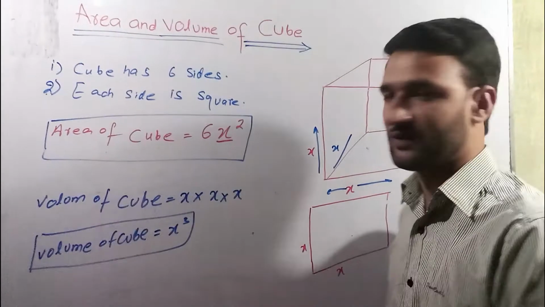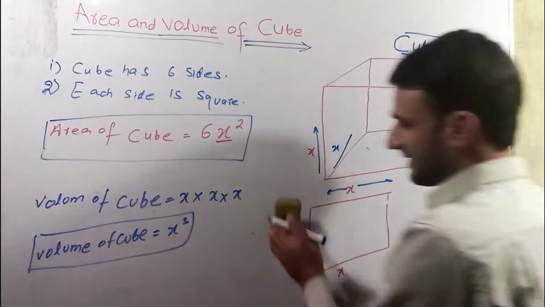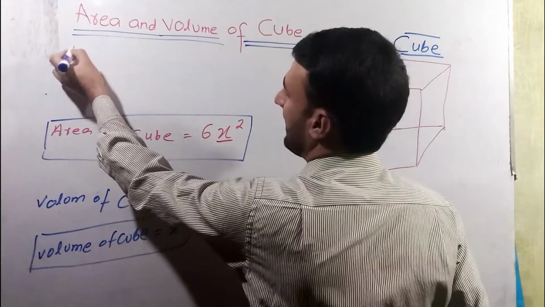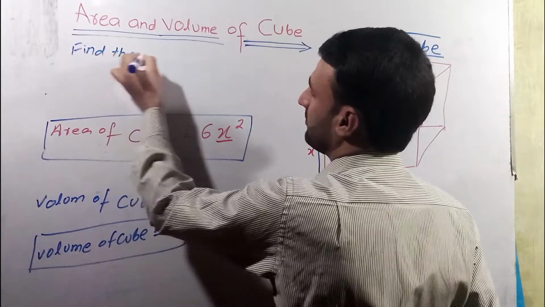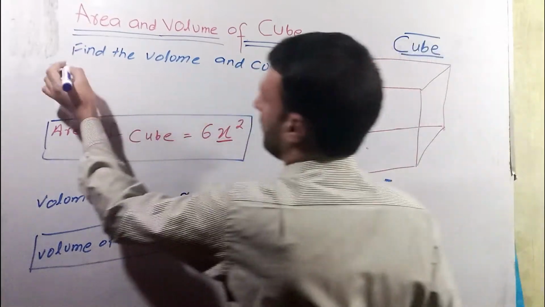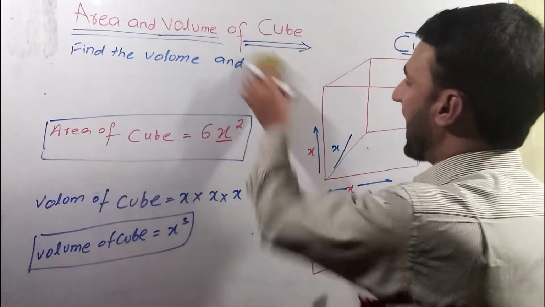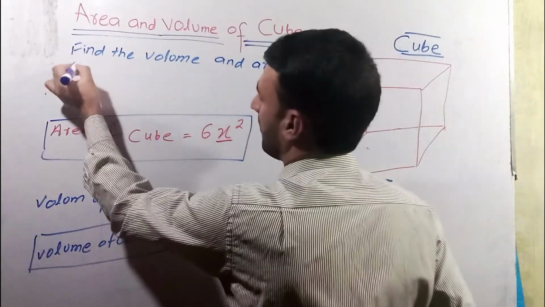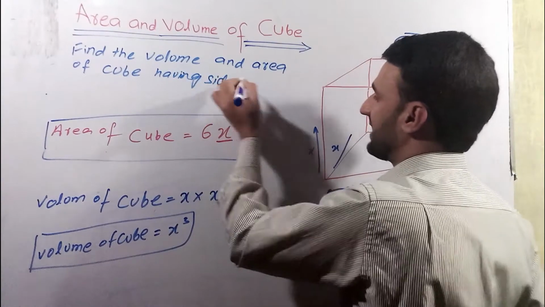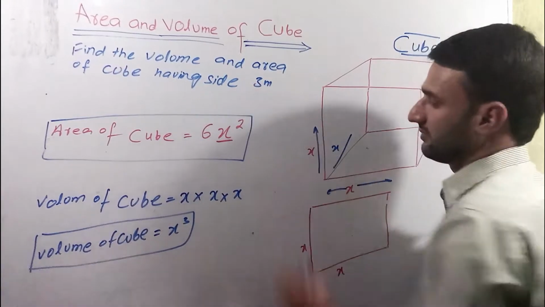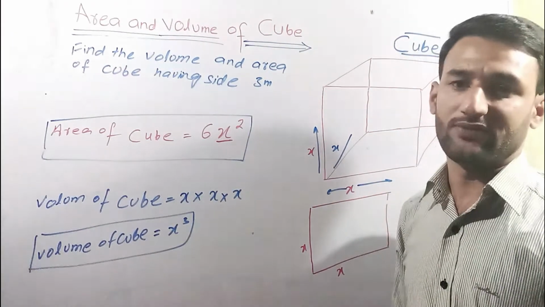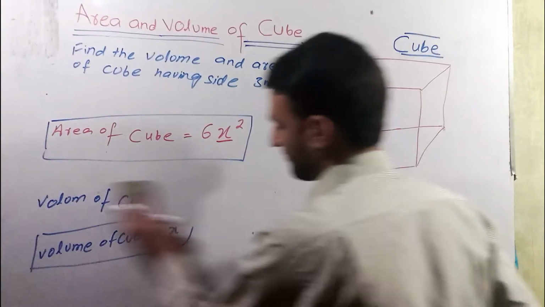Now we try to find all these values numerically. We take a simple example and try to find some values. For example, find the volume and area of a cube having side 3 meters. Let's suppose we have one length. How can you find the volume?